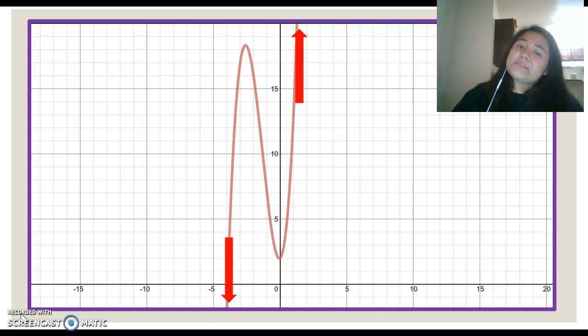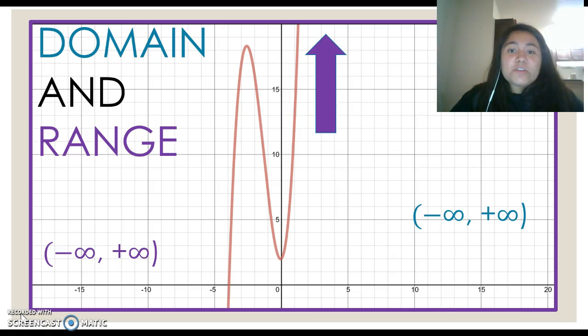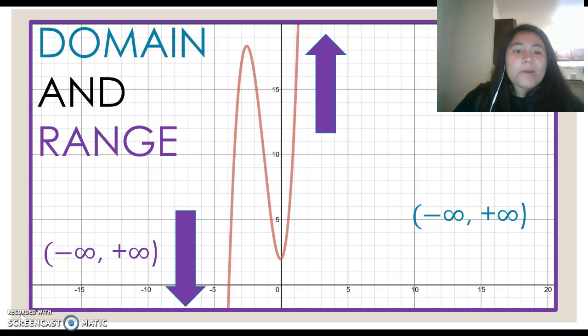As you can see here, that's my beautiful graph. Domain is blue and range is purple. Domain is negative infinity to positive infinity, and range is negative infinity to positive infinity. The purple arrows are my range, which is the vertical axis, the vertical line. As my range stretches and stretches, my domain gets wider and wider. Since it has no constraints, they're both infinity or negative infinity, as I said before.